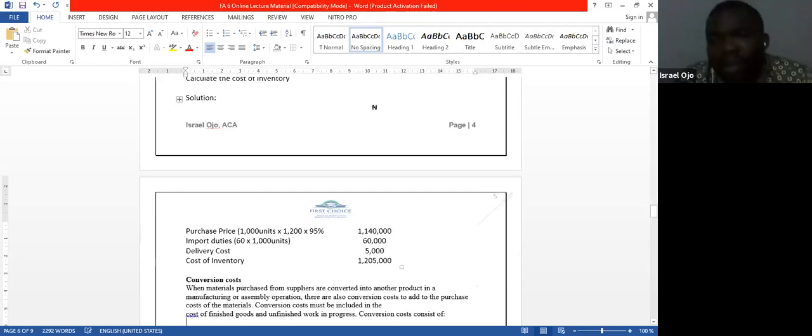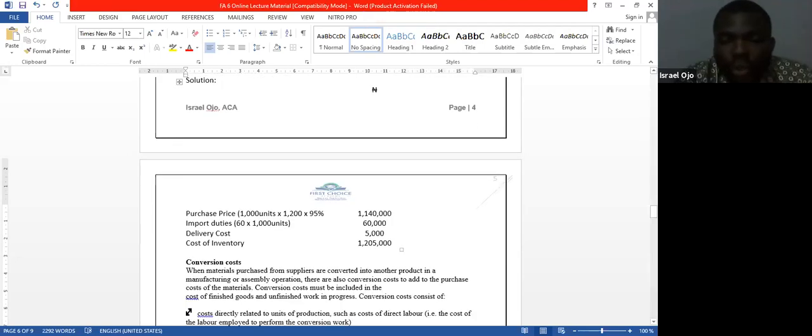1,205,000. But if a manufacturing company is reduced to working on the raw material that you have purchased, and you still went ahead to change it into a particular taste for the customer, that's conversion cost. You have incurred that cost to convert it from one stage to another. That cost is relevant. It will be added to the initial cost that we have accrued on the material to give you the total cost of inventory.